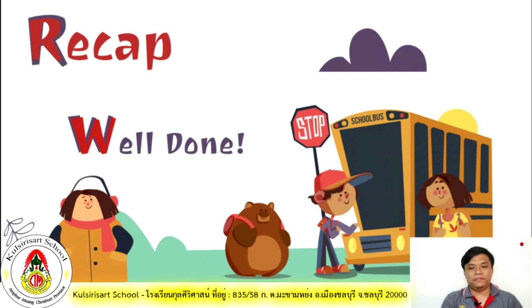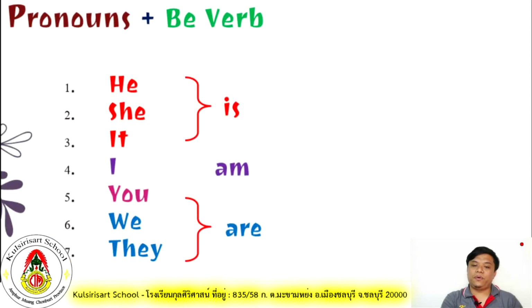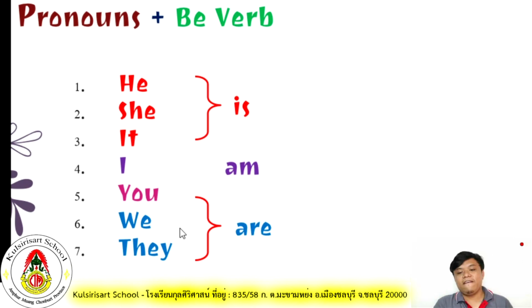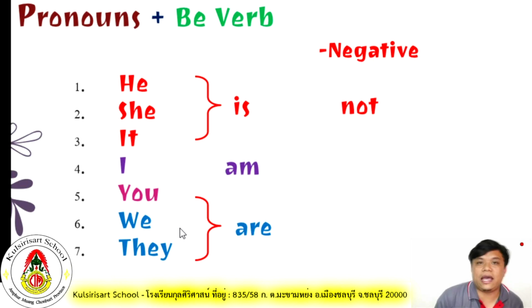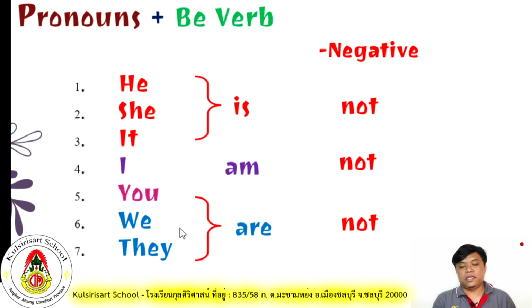For our recap, let's go to pronouns and the be verb. Okay? Let's see. He, she, and it uses the verb to be is. I, on the other hand, use the verb to be am. And you, we, and they should use the verb to be are. Okay? For the negative statements, we always add the word not. He is not, I am not, and you are not.